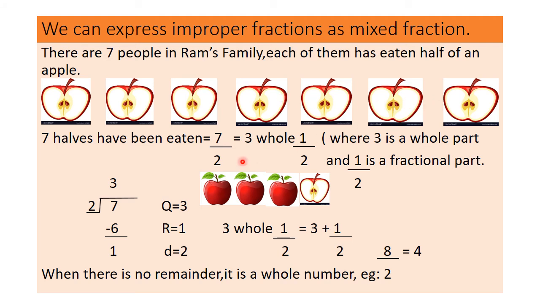So we can represent the fraction as 7 by 2, which is an improper fraction because here the numerator is greater than the denominator. Now after getting the improper fraction, how can we convert this into a mixed fraction? Let us see. We can divide 7 by 2. In 3 times we get 6 and 1 is the remainder. So here the quotient is 3, the remainder is 1 and the divisor is 2.